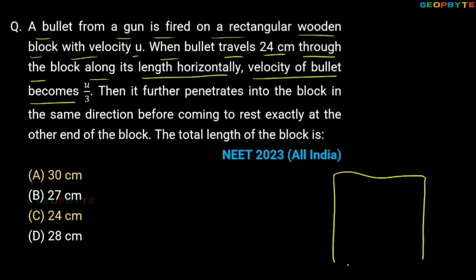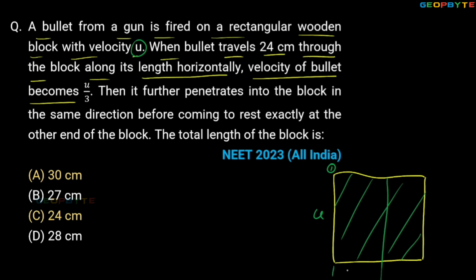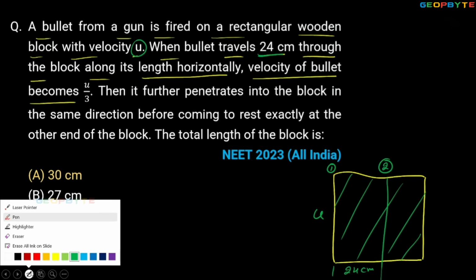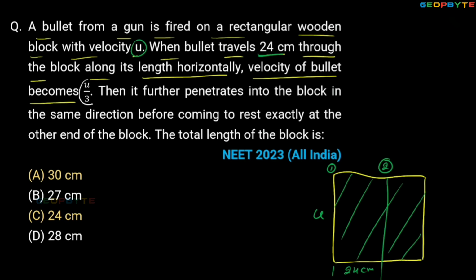Let us take the wooden block. Through this wooden block, the bullet is traveling. Given that the initial velocity of the bullet, let the state one, initial velocity is u. After traveling a distance of 24 centimeters, let that be state 2. The velocity of the bullet is u by 3. At state 2, velocity is u by 3.